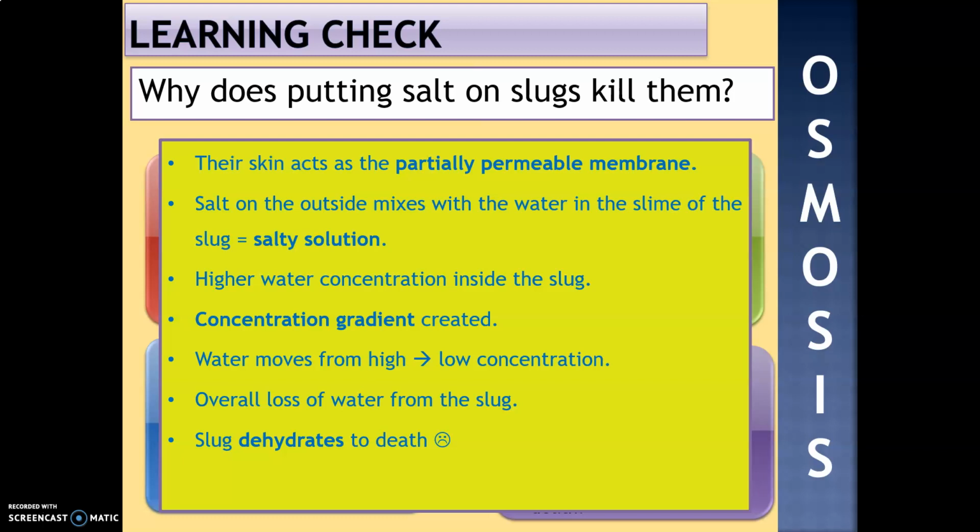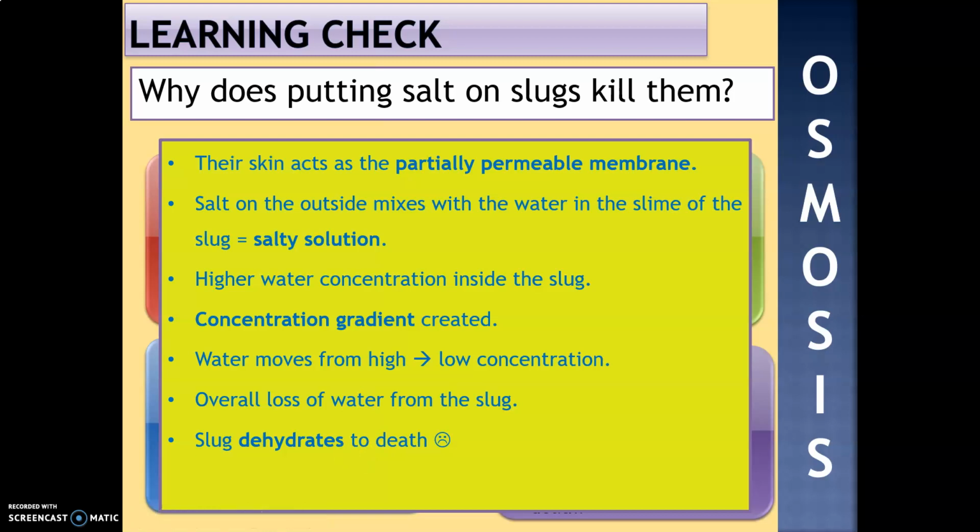When it's salty, the concentration of the solute will become high, while the concentration of water molecules will become low. Because a concentration gradient is then created, water will move from high concentration, which is inside the slug, to low concentration, which is outside the slug. So overall there is a loss of water from the slug. So the slug will dehydrate to death.